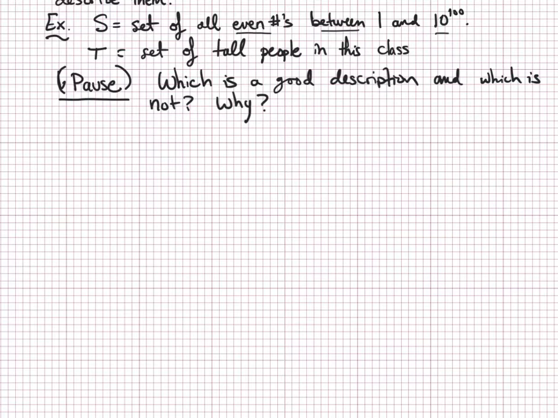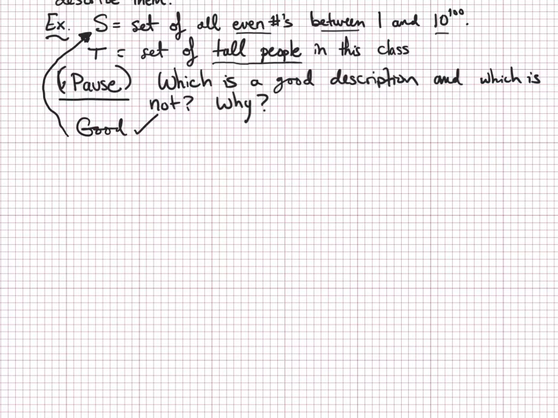T, on the other hand, is kind of completely subjective, and one of your classmates might have a different opinion of what T is than another. Of course, it's also bad since we're all virtual and we can't see each other or compare heights. So we want descriptions that are unambiguous. We're always going to hopefully stick to things that look like the set S.